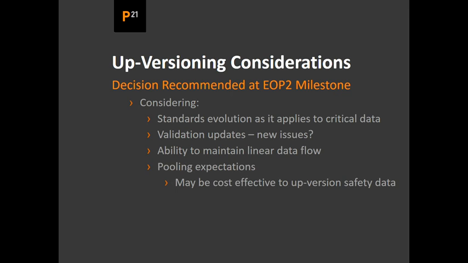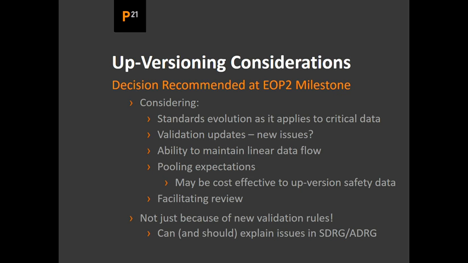But then there's your pooling expectation. It may be cost effective to up-version some of your earlier studies, if only the safety data, to get to a pooled data set or representation that would facilitate your ISS. And lastly, of course, facilitating review. Hopefully everything that we're doing is with the goal, again, of not just getting past a possible refuse to file, but of getting to facilitating review.